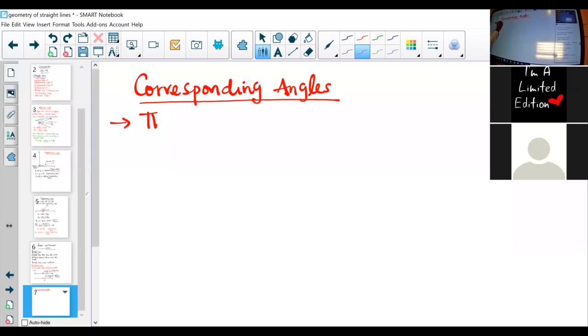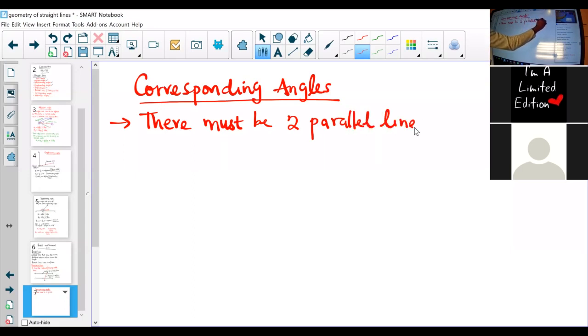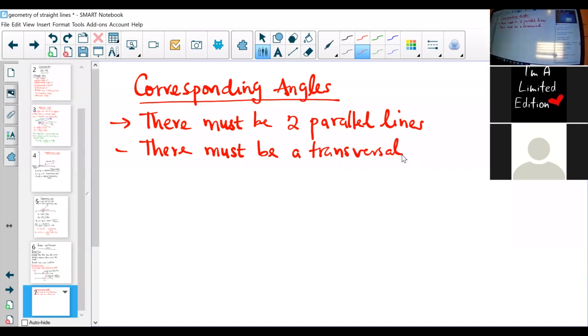There must be parallel lines. All right. There must be at least two parallel lines before we can even talk about this. There must be a transversal line. All right. Then we can talk about corresponding angles.